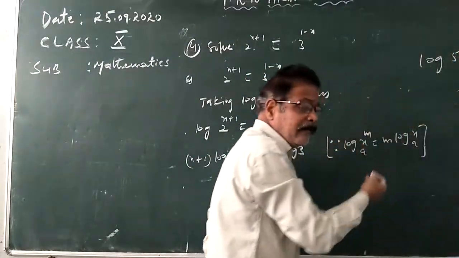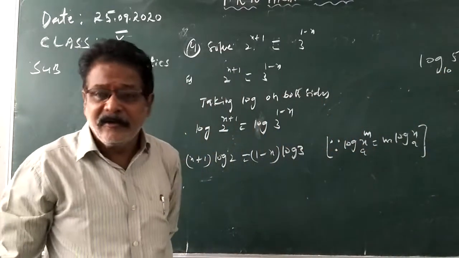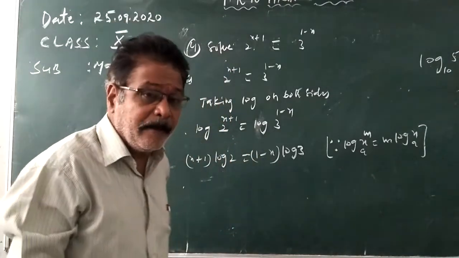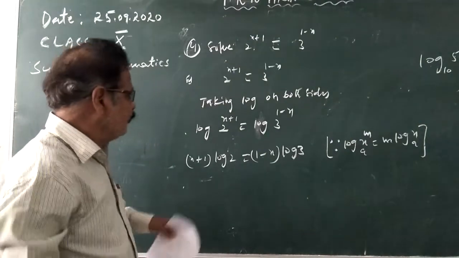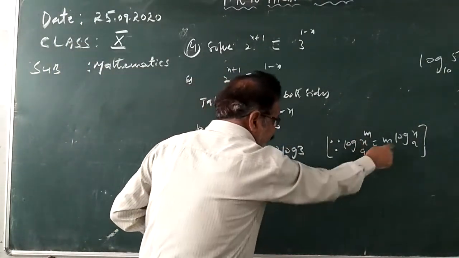Log base is not given. Base not given means you should consider it as 10 only. The base 10 logarithms are called common logarithms. Okay, anyhow, log x power m base a is equal to m log x base a.